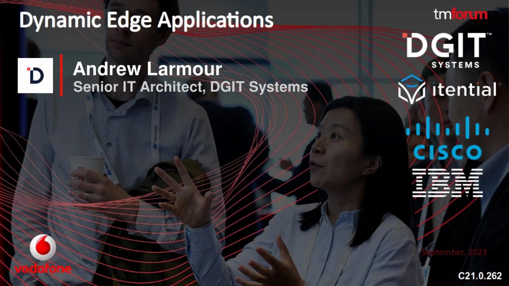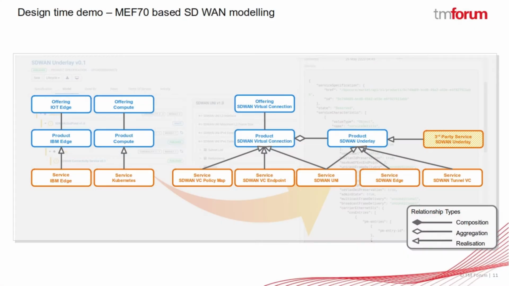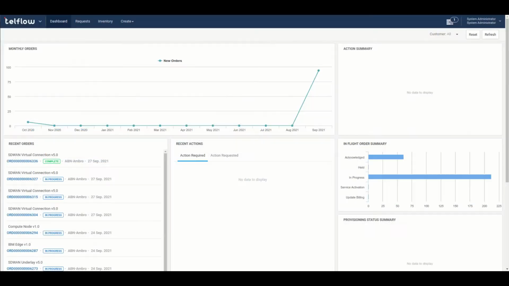From a Digit Systems perspective, the Dynamic Edge Applications Catalyst allows us to demonstrate a complex scenario where a customer is able to purchase an SD-WAN virtual connection along with compute capability and an application sitting over the top of all of that within a single mechanism. That scenario is modeled using the TMF SID to align the product and services layers and to relate those specific services with the product layer and the offering layer.